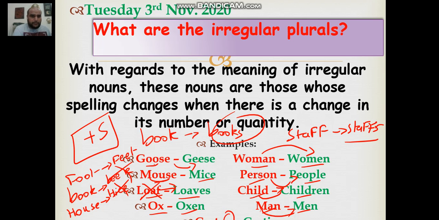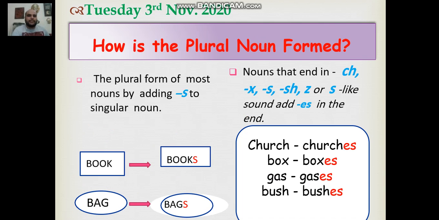Look, teacher. Cactus ends with S, so it's plural. I'm so sorry for that. Cactus is singular, and the plural is going to be cacti. You see? So irregular is irregular. It doesn't follow any pattern. But pay attention for this.